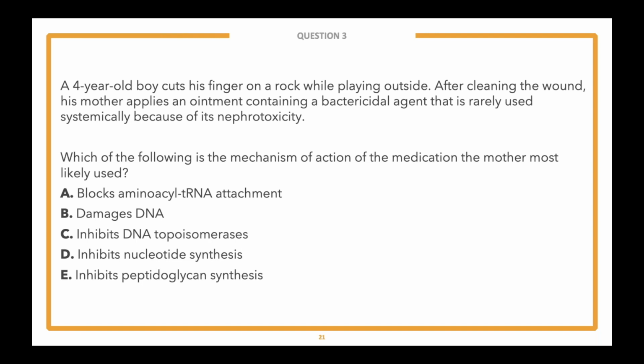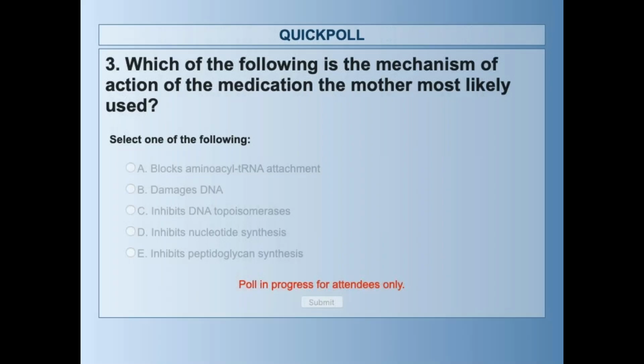Just like always, guys, we'll start at the bottom with answer choice E, and I'll read them aloud. E, inhibits peptidoglycan synthesis. D, inhibits nucleotide synthesis. C, inhibits DNA topoisomerases. B, damages DNA. And A, blocks aminoacyl tRNA attachment. Just like last time, we'll give you a couple seconds to gather your thoughts and think about this one. If you don't know the answer, just take your best guess. This is how we learn.